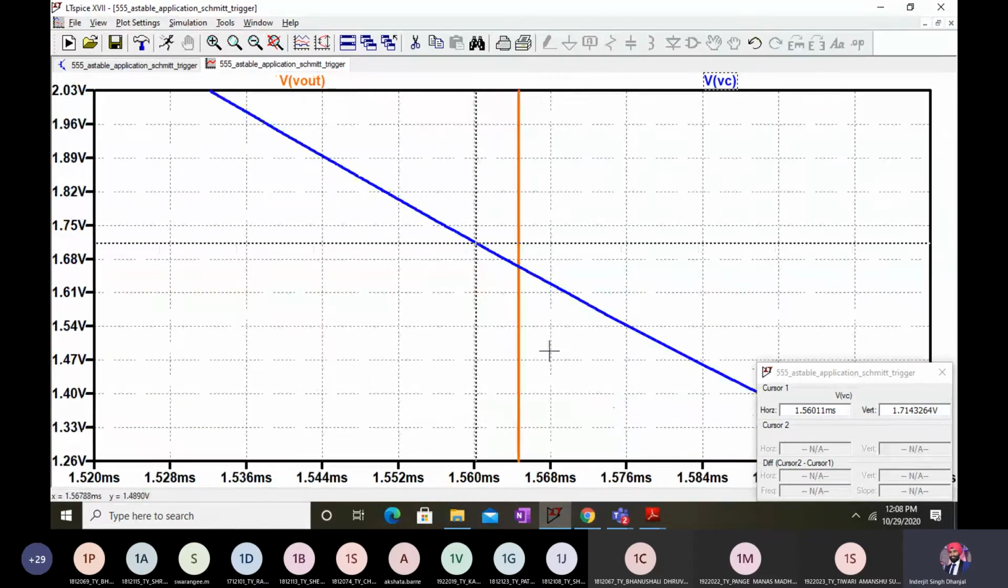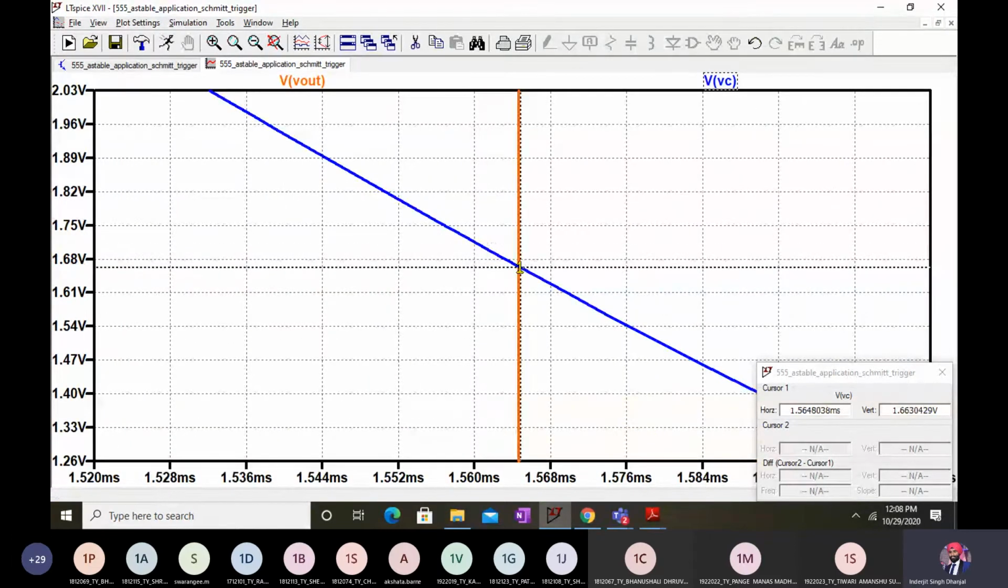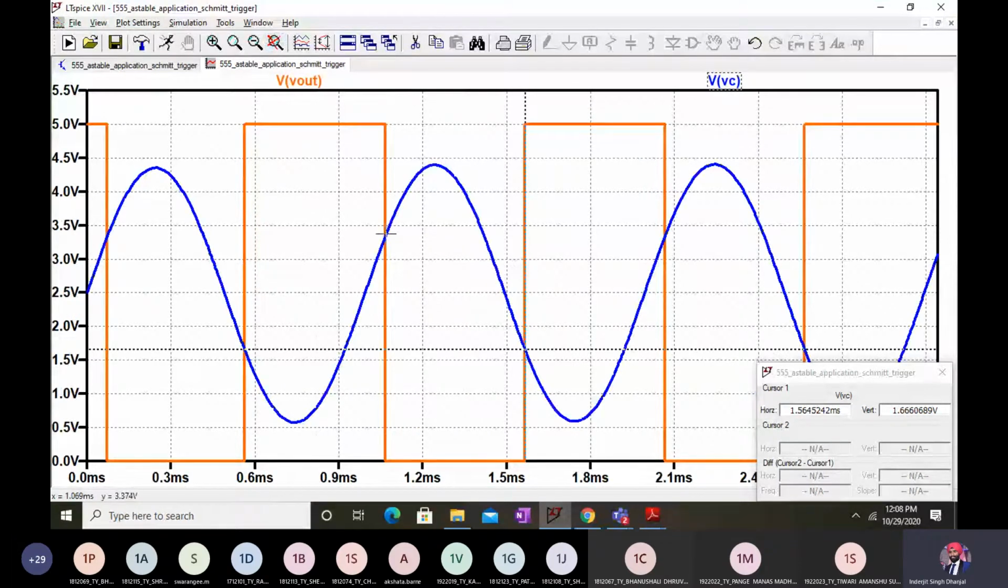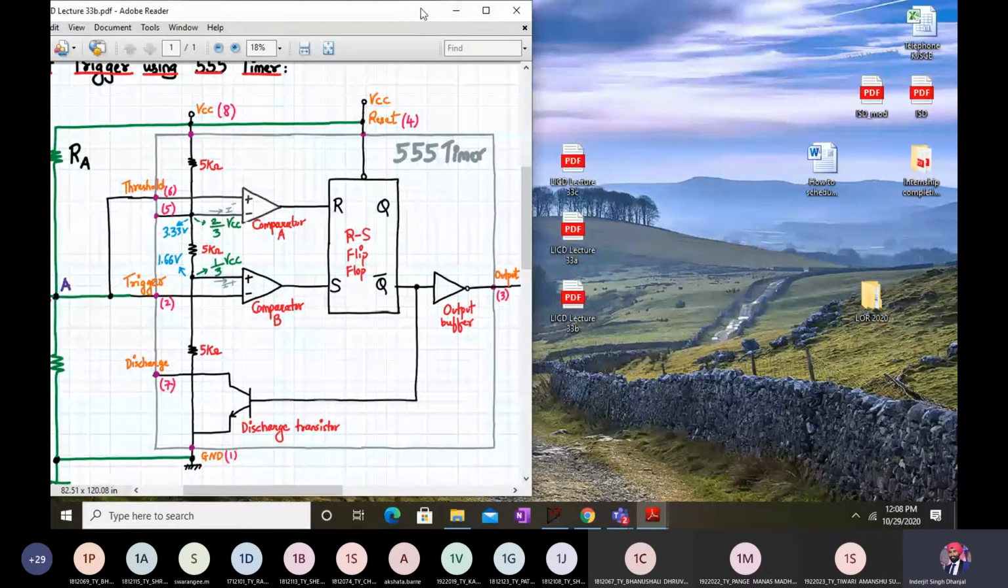Let me just expand this and check this out. This is 1.66. So 1.66, if I'm not wrong, is 1/3 of VCC. So 5 divided by 3, someone can check. Is it coming 1.66? Yes, sir. So that means my upper threshold level and my lower threshold level are 2/3 VCC and 1/3 VCC. So my VUTP is 2/3 VCC and my VLTP is 1/3 VCC. So that's how the circuit will function.